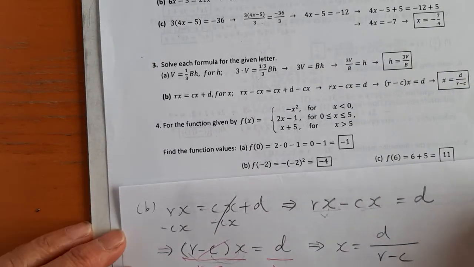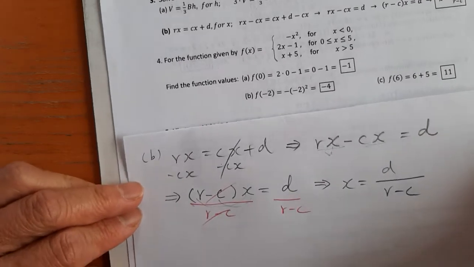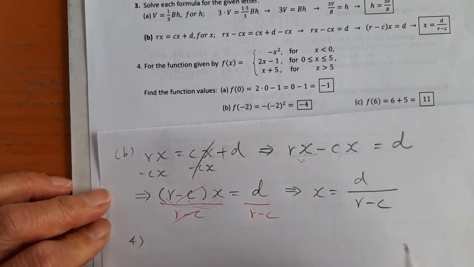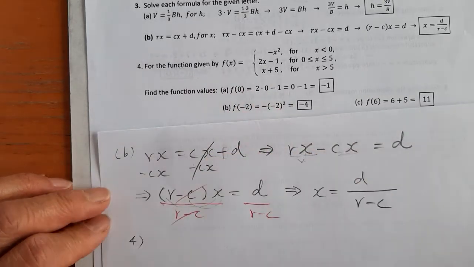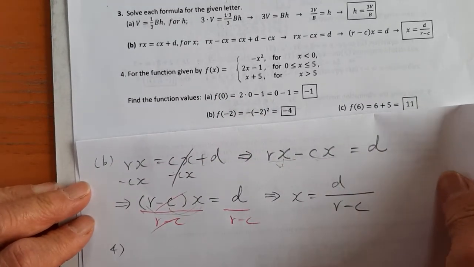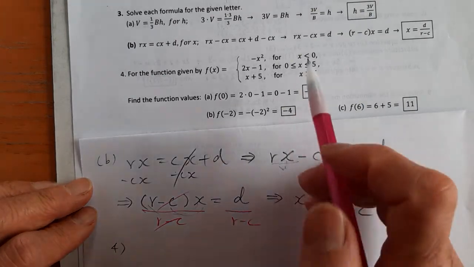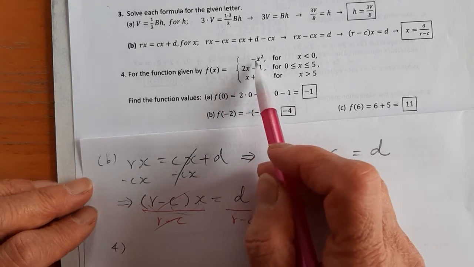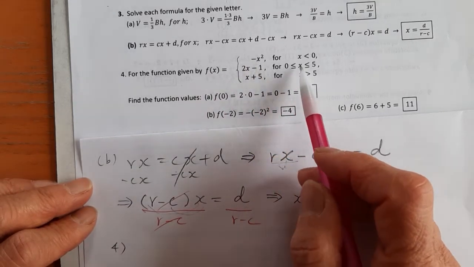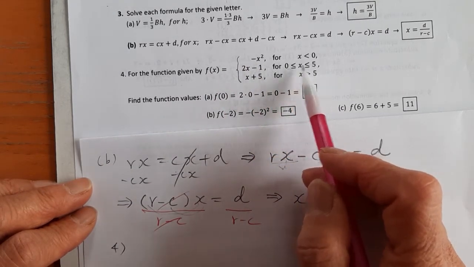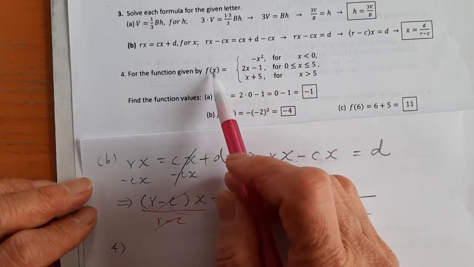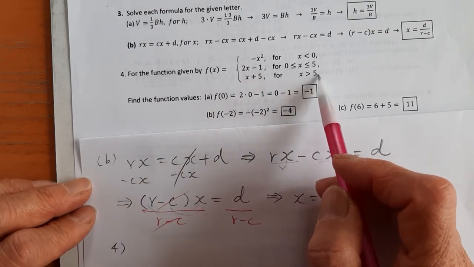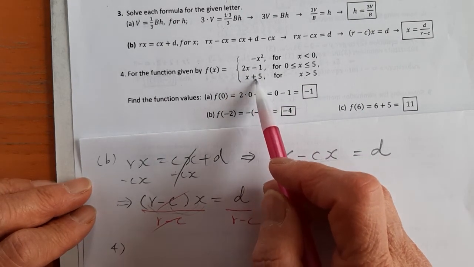Next question, question 4. Here we are given a function, which we call a piecewise function. If x is negative, less than 0, use the function value negative x squared. If x is between 0 and 5, including 0 and 5, the function value is 2x minus 1. If x is greater than 5, the function value is x plus 5.